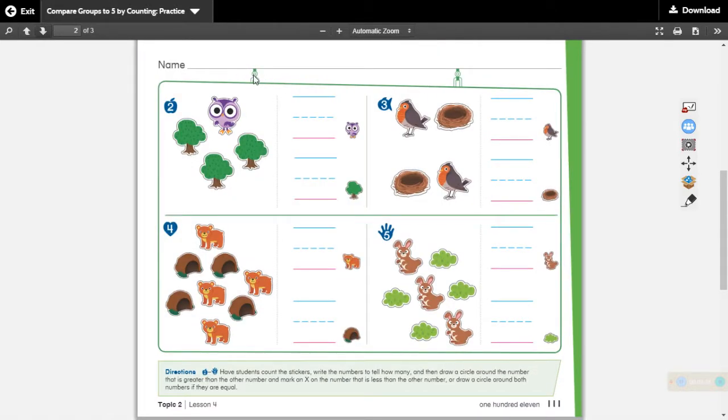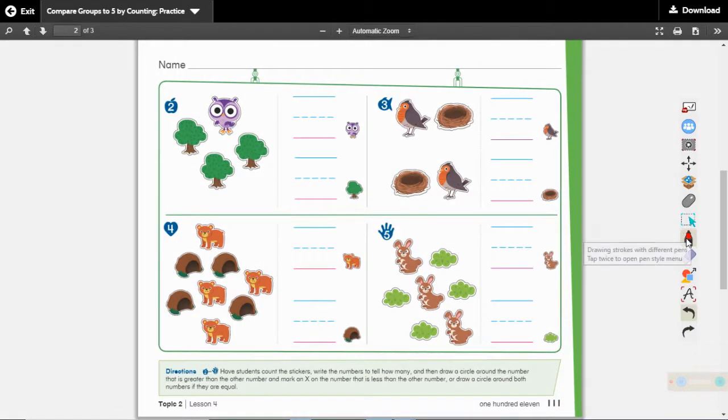Look at this page. We have green trees and we have an owl. So we need to find out how many owls we have. The owls are first, so we're going to count the number of owls. Ready? 1. We have 1 owl. Remember, the way we make the number 1 is we start at the ceiling and to the floor we run. That's how we make a number 1. Go ahead and write that number 1 on your paper for me.